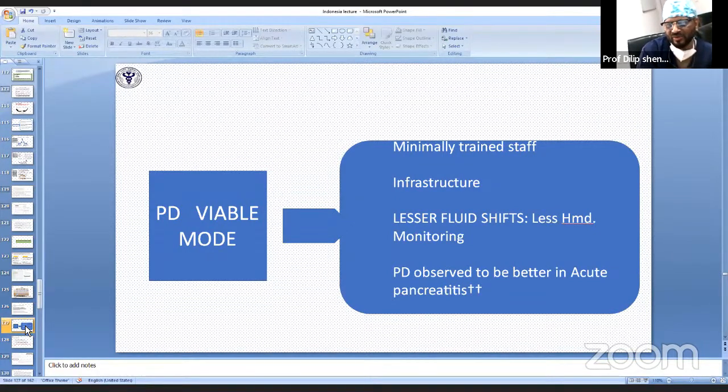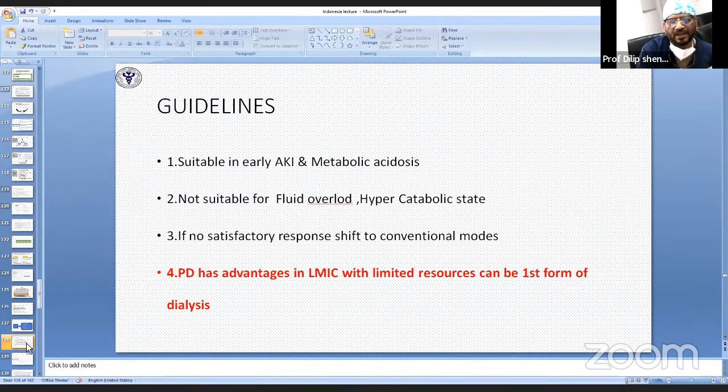Peritoneal dialysis is a viable mode. Advantages: minimal trained staff, minimal infrastructure, lesser fluid costs, less hemodynamic monitoring. PD is observed to be better in acute kidney injury in certain studies. And guidelines: it is suitable in early care and metabolic acidosis, not suitable for fluid overload and hypercatabolic state. If there is no satisfactory response, you have to switch to conventional dialysis. PD has an advantage in lower income, limited resource settings and can be the first form of dialysis.